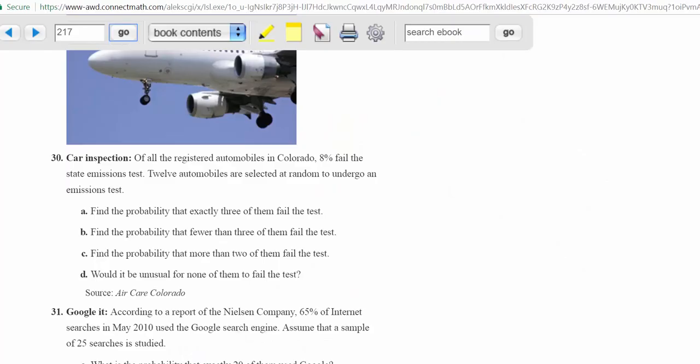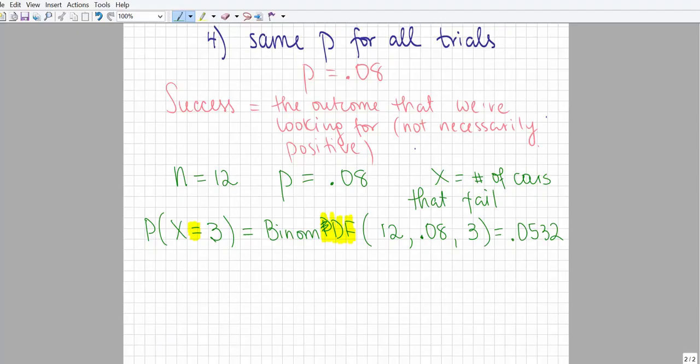Find the probability that fewer than 3 of them fail the test. Less than 3, right? So let me write it out. Probability that X is less than 3. Less than 3 means 0, 1, and 2. Now, whenever I have an inequality going this way, I'm going to be using binomial CDF.